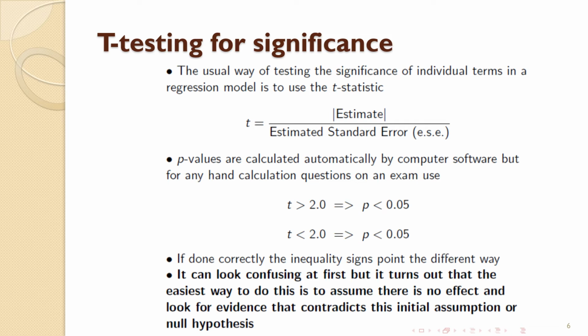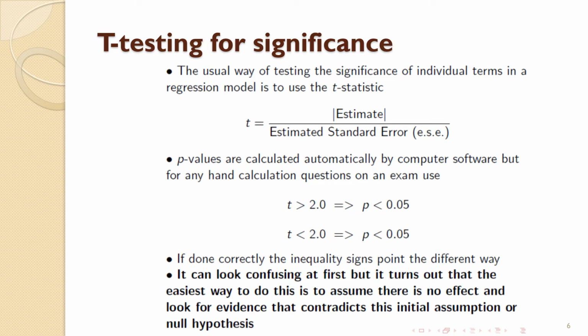I should say that in the two equations on this slide, the second inequality sign is pointing the wrong way. What you should have is that if t is bigger than 2.0, then this implies that p is less than 0.05, so the first line is correct. However, if t is less than 2.0, then p should actually be bigger than 0.05. The important point is that if it's done correctly, the inequality signs point in different directions. So the first line is correct, the second line isn't. It can look confusing at first, but it should become easier with practice.